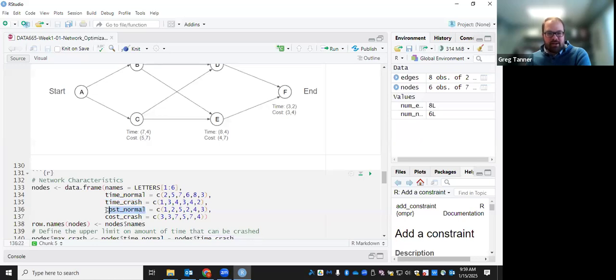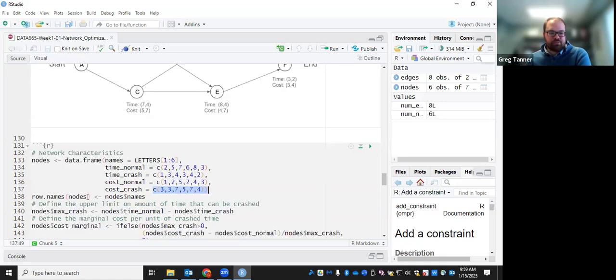And then here's the normal cost for each of the activities and the cost once fully crashed. I've gone ahead and taken the node names and made them row names for this. And that's going to help us out in how we can refer to the different entries in this data frame.